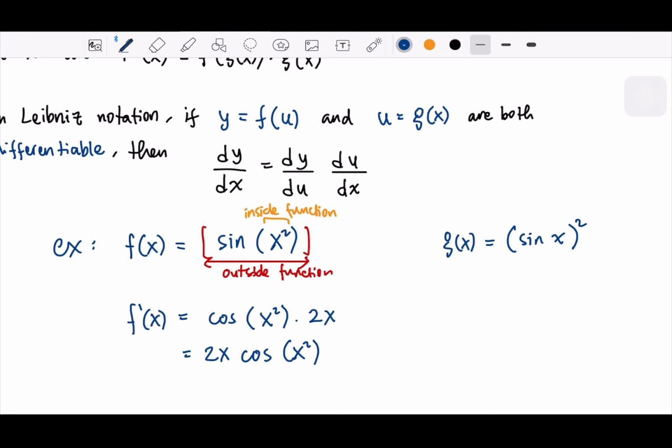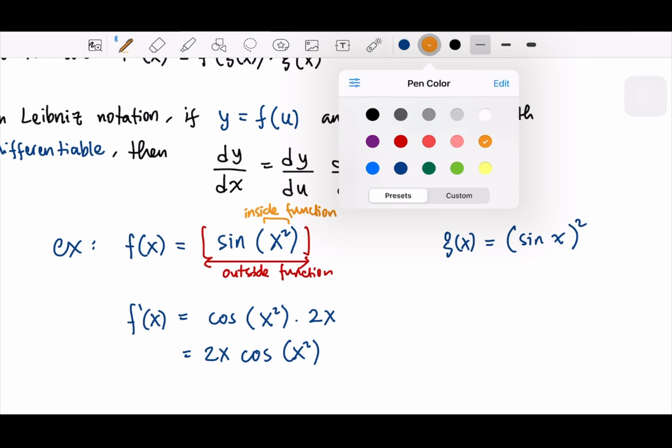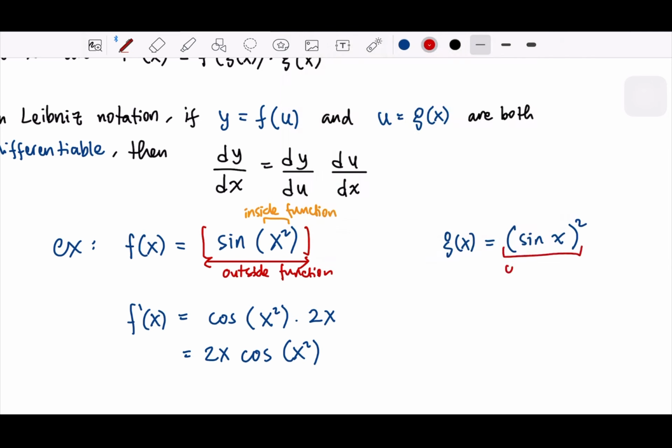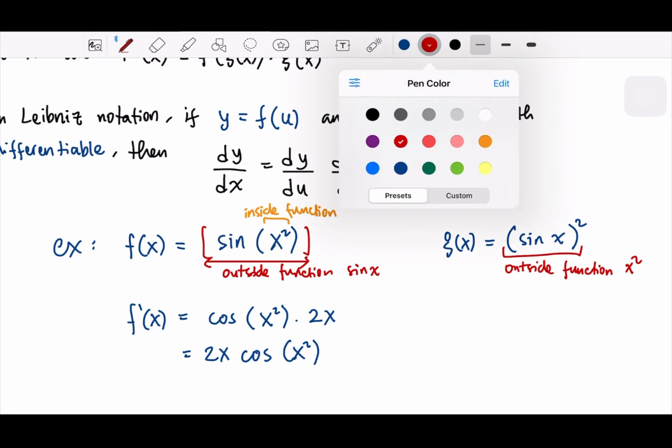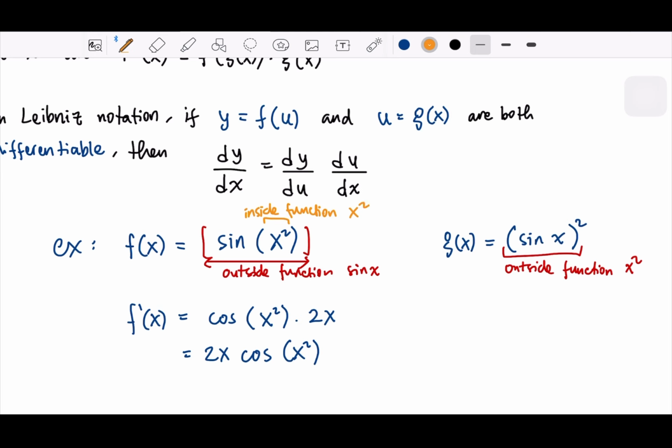So now the outside function is this bracket squared. Let me write. This is the outside function, this is sine x, and this is inside. Now if we take the derivative, we start with the outside function, which is the squared. Okay.